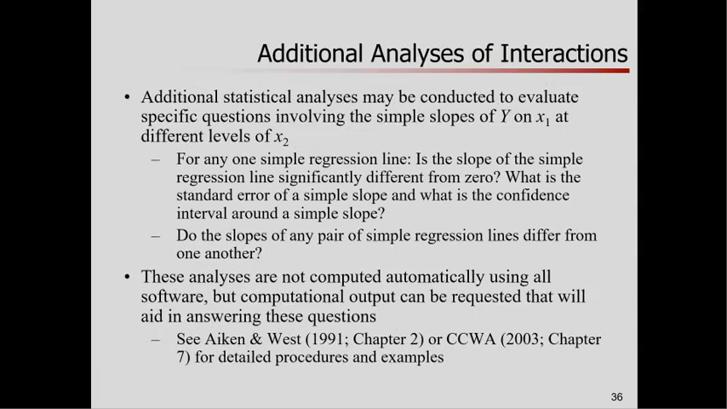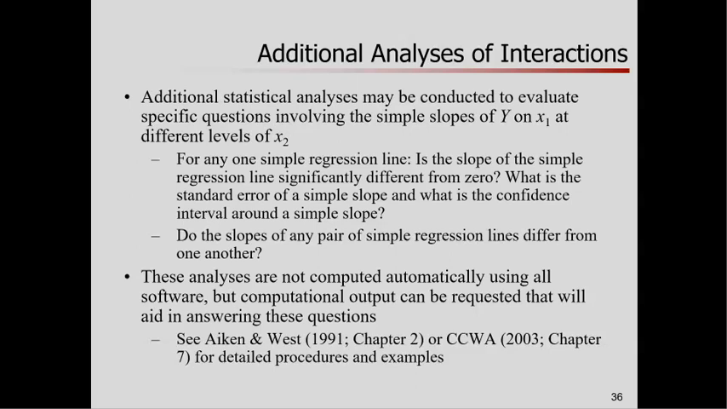There are additional analyses that you might consider, and occasionally I see people do this, though not all that often in regression. You might say, wait a minute, if I have these different regressions of y on x1 at different values of x2, I could ask, is the simple slope statistically significantly different from zero at any point on x2? Or what are the points along x2 for which the simple slope of y on x1 is statistically significantly different from zero?